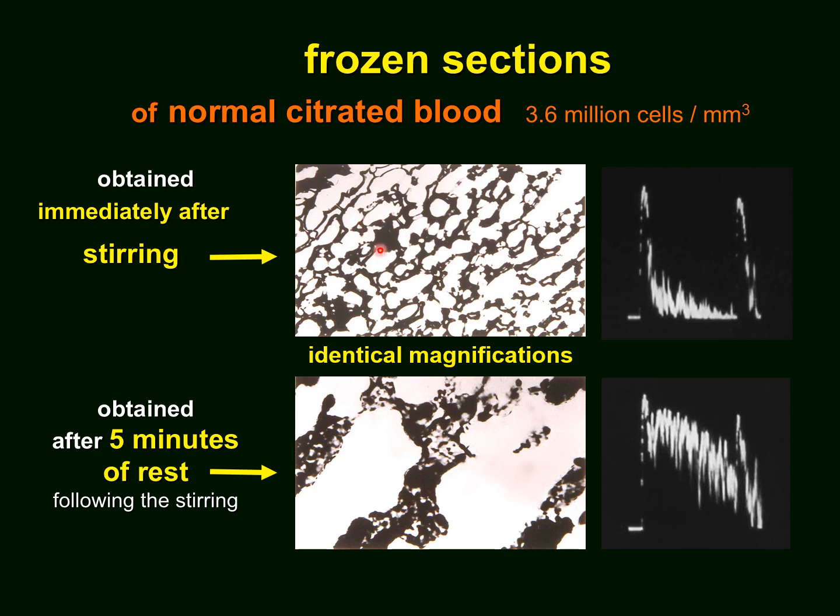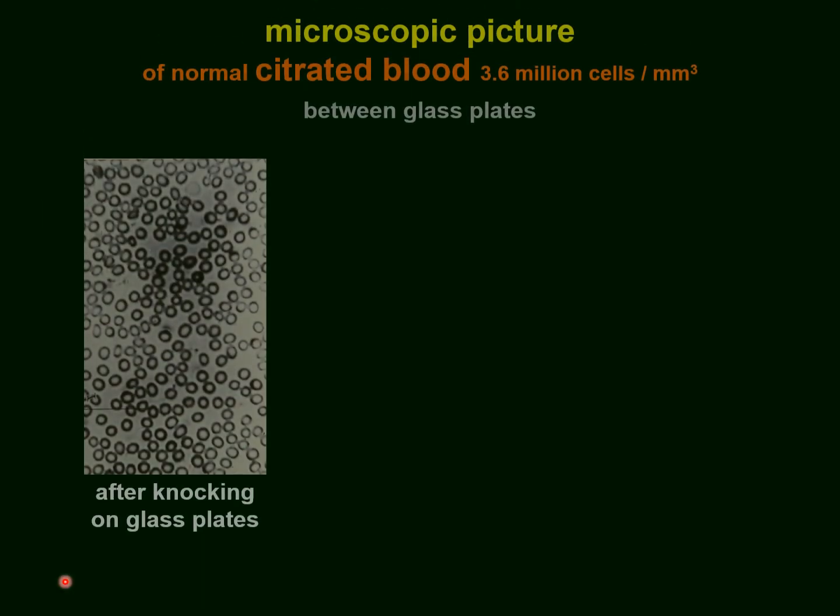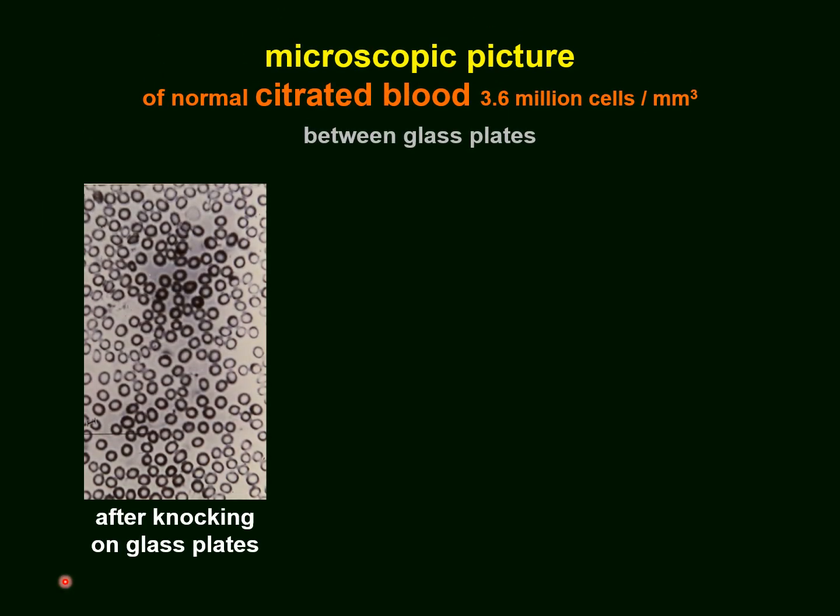What has happened here? We have a change in the size of the individual interfaces. They got much larger because of pseudo-agglutination. The same observation can be made by looking at citrated blood between two glass plates with the microscope.